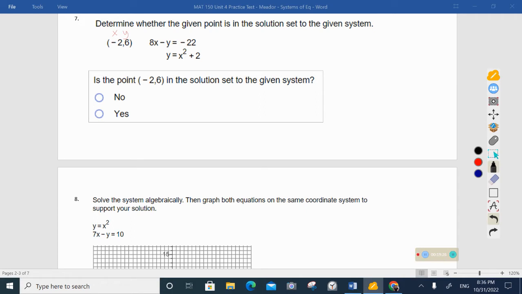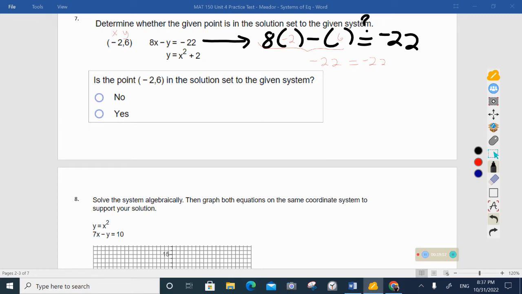I'm going to plug it into the first one first. So 8 times x, here we have x as being negative 2, minus y, which is 6, equals negative 22. Actually, what we were asking ourselves is, does it equal negative 22? So now you could type all this in the calculator. That's going to be negative 16 minus 6. That is negative 22. So it works for the first equation.